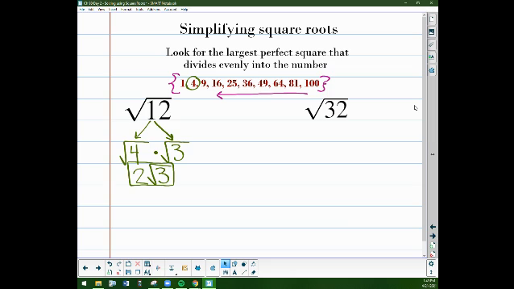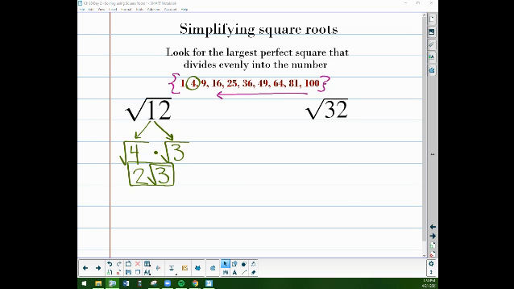Okay, so I want to look from the largest perfect squares to the smallest perfect square. I'll give you a hint: we don't really want to look at any numbers that are bigger than 32 because we know those aren't going to divide evenly into 32. So we can start looking at the next perfect square that's smaller than 32, and that's 25. Does 25 go into 32? Well, you can check by doing 32 divided by 25 in your calculator. I get 1.28, and that's not a whole number, so 25 does not go into 32.